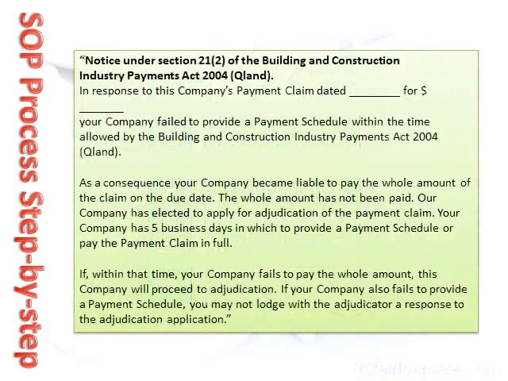If a payment schedule is not served, the amount of the payment claim becomes due and payable, interest applies, and the contractor may issue a notice to stop work or in some jurisdictions place a lien over the work goods. The contractor has three options: go to court, do nothing, or go to adjudication.